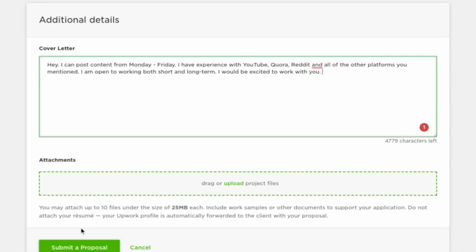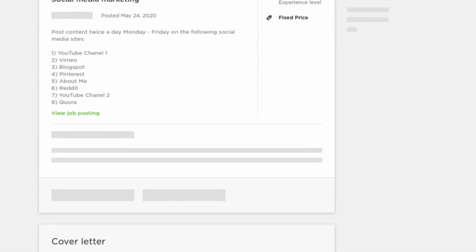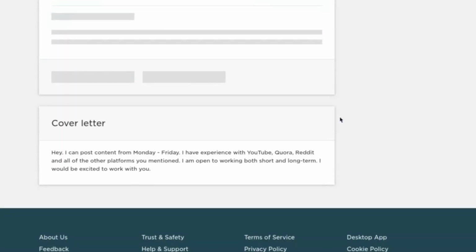So this is it. Submit a proposal as soon as possible. Yes, I understand. There you go. This is the whole process of submitting a proposal. Actually, for me, looking for a job takes more time than submitting a proposal. This is how it should be.